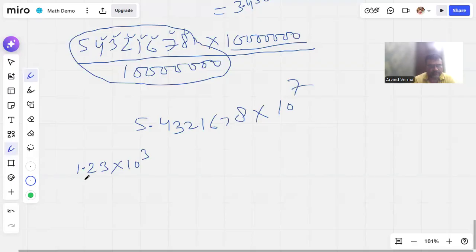And we have to convert it. So 1.23 into 10 raised to the power 3 means 1000. So 1230.